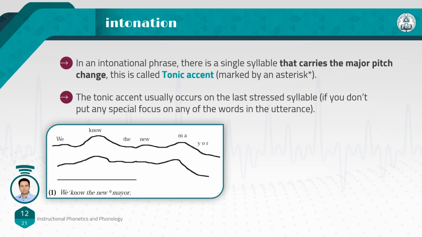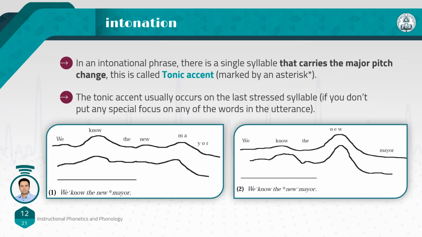If some word requires, for example, emphasis, if we want to emphasize that we know the new mayor, but not the old one, then we can put the tonic accent on new, as in this sentence. We know the new mayor. Here, there are no further accents after new. So here, if we want to emphasize that we know the new mayor, but not the old one, we can put the tonic accent on new. We say, we know the new mayor, which means that we only know the new mayor, but not the old one.